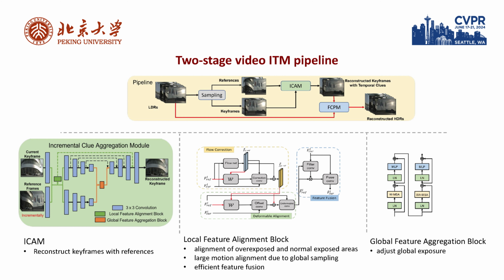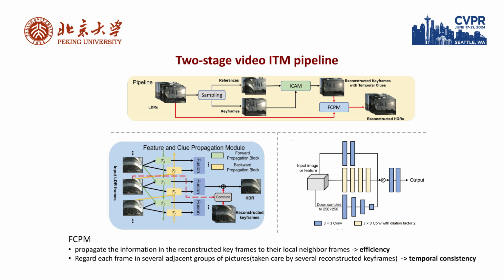In the local propagation stage, rather than directly using ICAM to process all frames, FCPM chooses to propagate the information in the reconstructed keyframes to their local neighbor frames, which improves the overall efficiency. And the FCPM regards each frame in several adjacent groups of pictures. It is taken care of by several reconstructed keyframes to ensure temporal consistency.